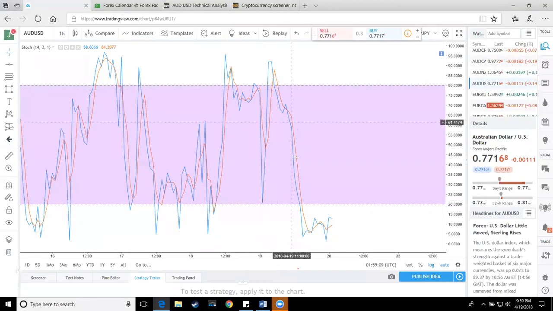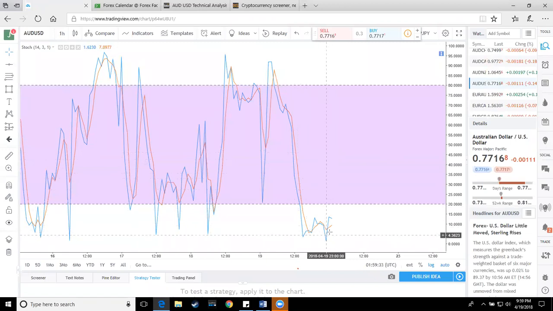The red line is your D%, and what that is, it's the 3-day or 3 period moving average. If you're on the day chart, it'll be the past 3 day moving average of the blue line. If you're on the hour, it would be the past 3 hour moving average of the blue line. So the red line is the moving average of the blue line, and the blue line is the moving average of price.